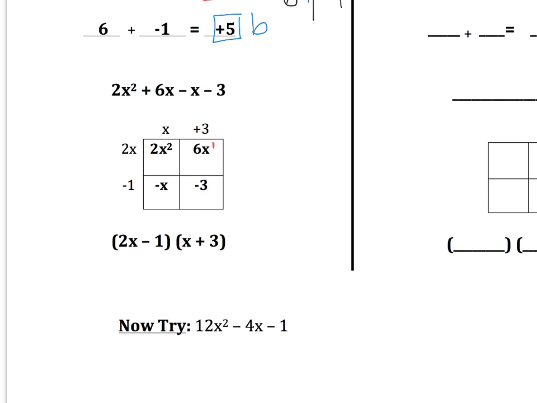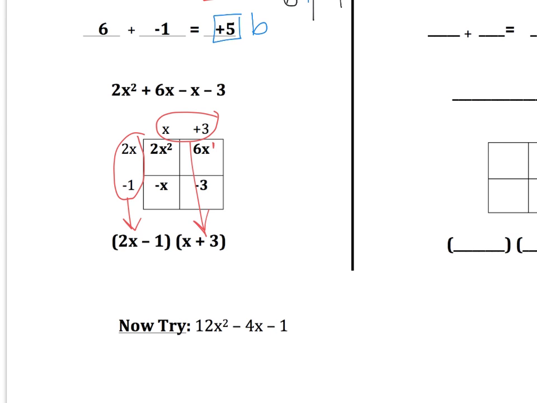This is negative x, and this is a negative 3. The only thing in common is the negative 1. Now why did I decide to take a negative out? Because the first term in this row is negative, so you take the negative 1 out. Now once you do the GCF for the columns and the rows, you are done. These are your two factors, 2x minus 1 and x plus 3, and you're done. That's how you factor using the box method.